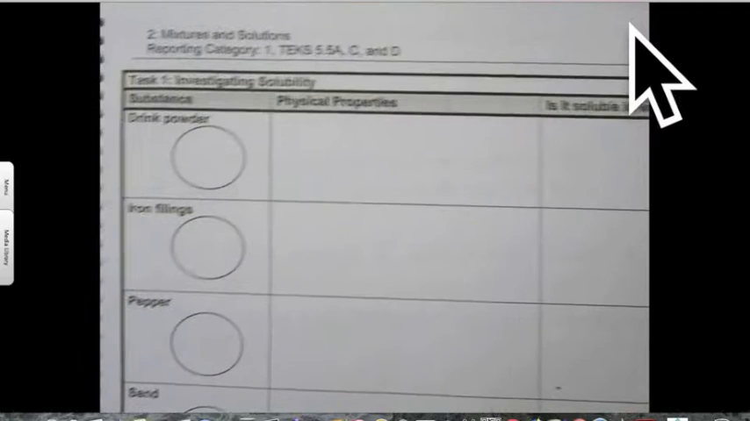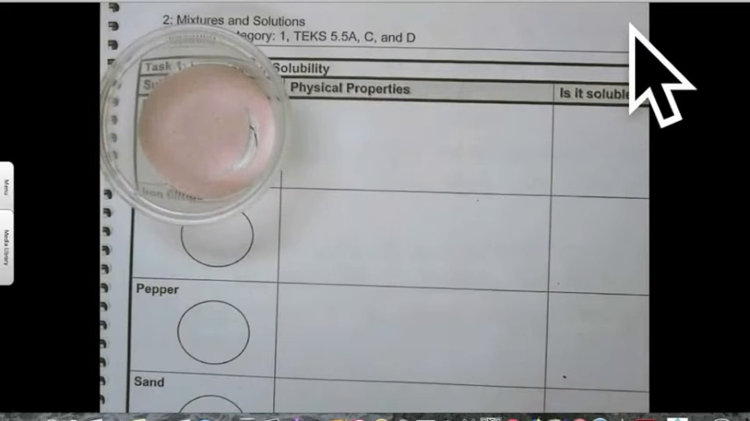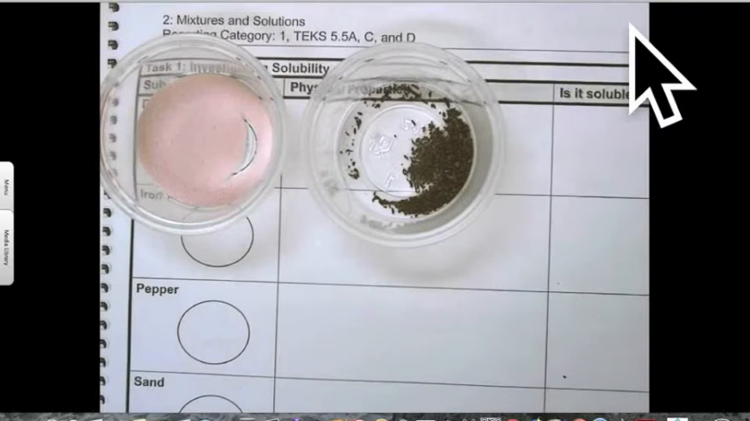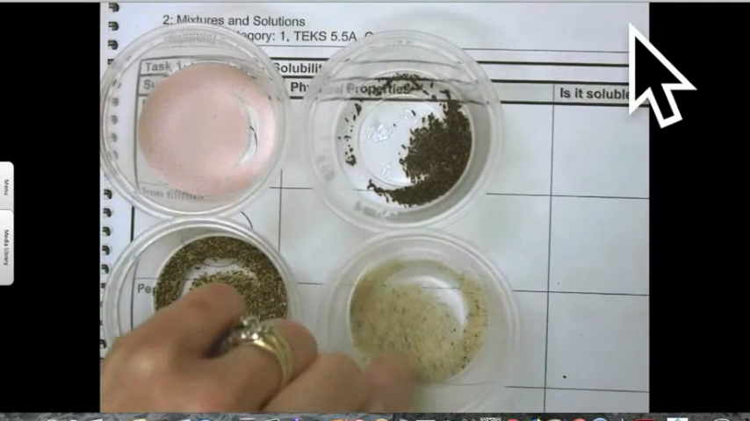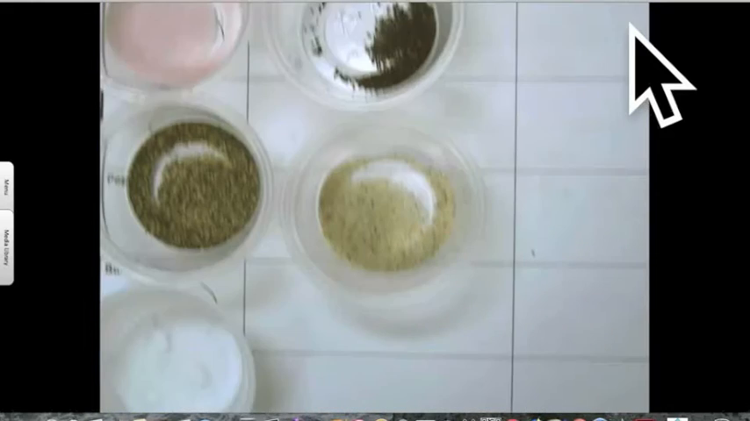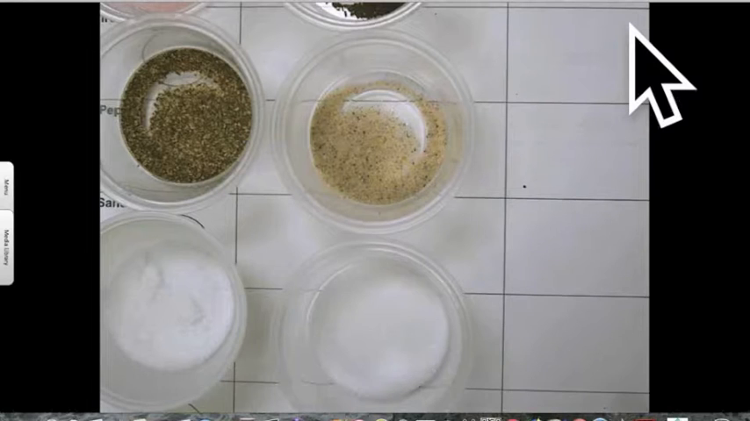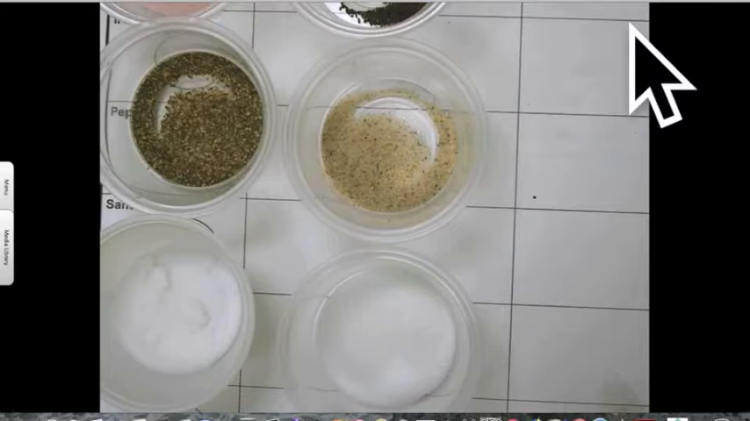The 6 different substances that we're going to test are drink powder, in this case Kool-Aid, iron filings, pepper, sand, sugar, and salt. We're going to test each one of these to see if they are soluble in water.